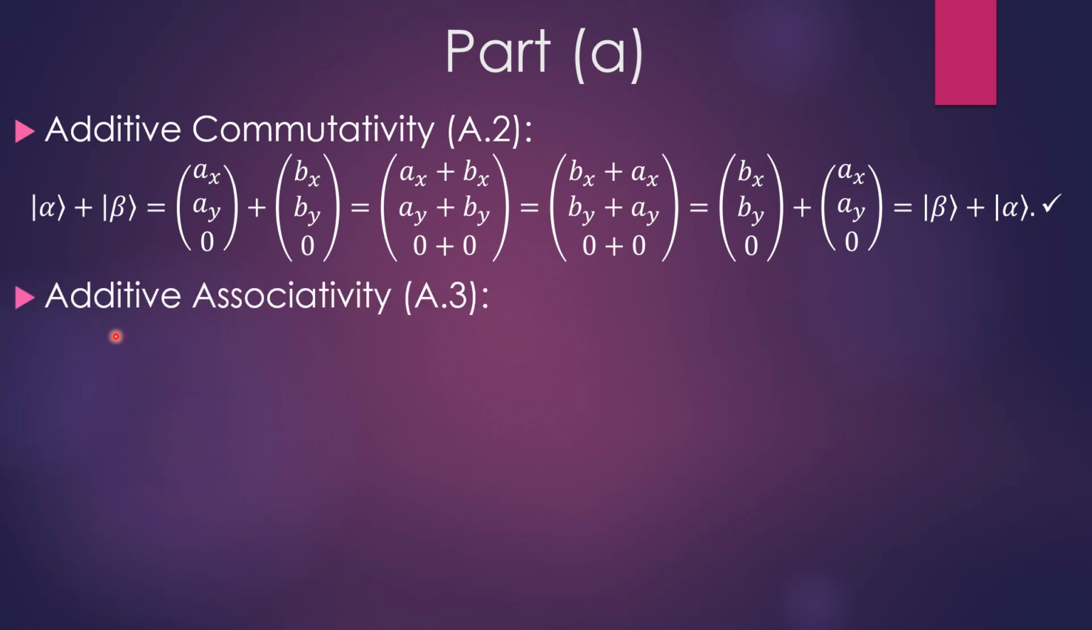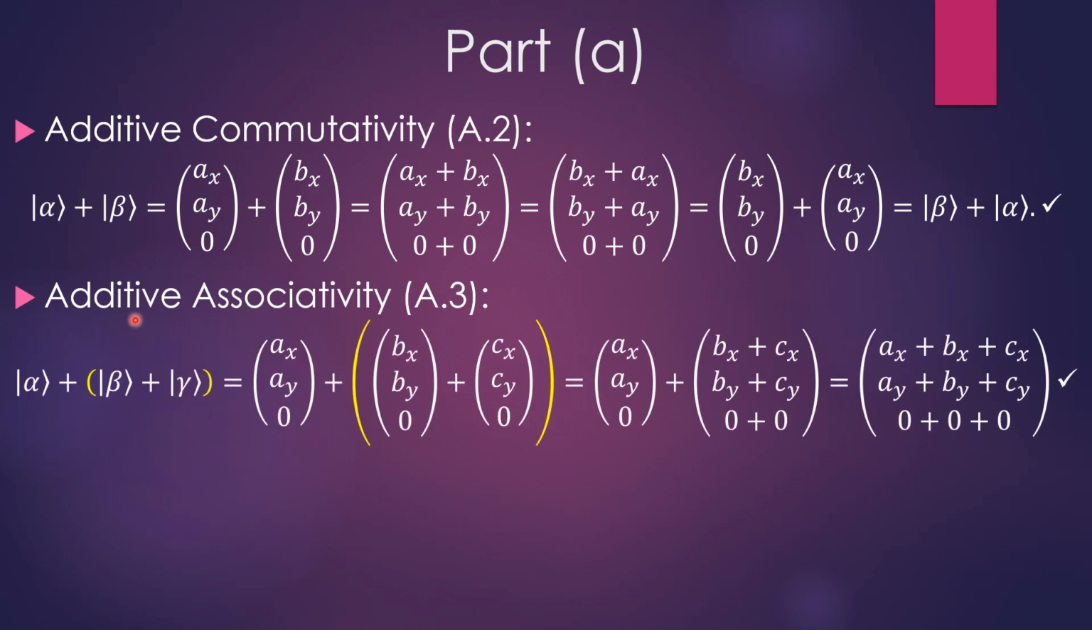The next, of course, has to be additive associativity. What we're really checking for here is, if I have three vectors, alpha, beta, gamma, does it matter which order I add two vectors first and then the third? So here, let's check it out. We see alpha plus beta plus gamma, where we're going to focus on beta gamma first. We see we have the two vectors there. Add them together as you see here, again, component-wise.